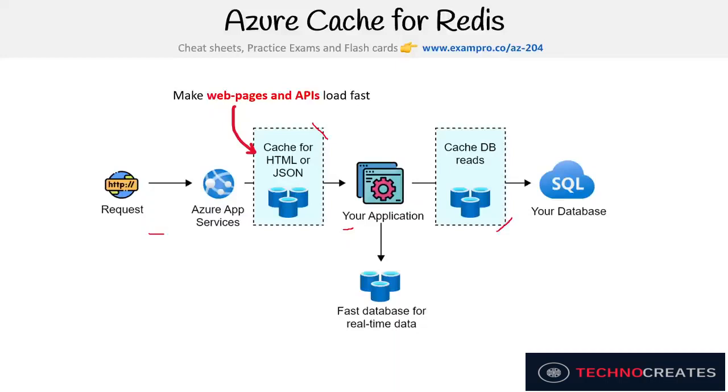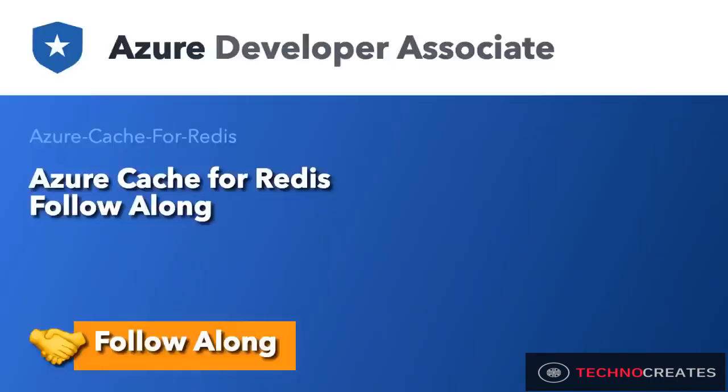Then there's your database. So over here, between your application and your database, it's going to hit the Redis cache first. If there's data, it will return it. If there's not, it will go straight to the database. And then the other common use case here is to have a fast database for real-time data, maybe for queuing, jobs, video games, leaderboards, things like that. So yeah, that's pretty much it for Azure Cache for Redis. Just got to get some hands-on experience with it, but very simple, not too complicated, very useful.